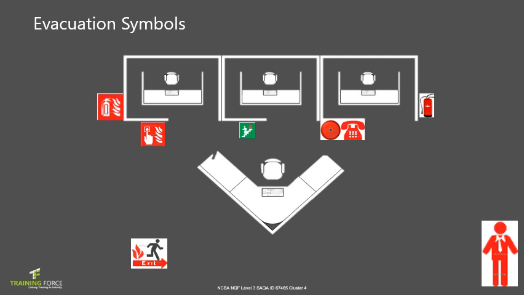An evacuation route may look something like this. It may have the following symbols: fire hydrants, where they're placed, telephones, emergency telephones, bells, alarms that should be rung in the case of an emergency, fire exits, don't use elevators, always use the stairs, and also then assembly points. Make sure that you're aware of your organization's evacuation symbols and what they mean.